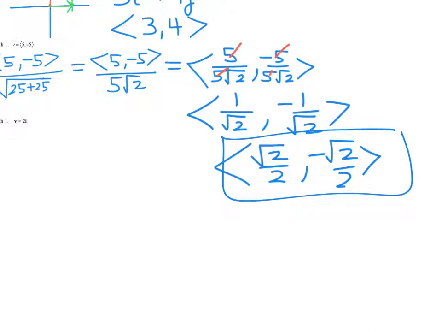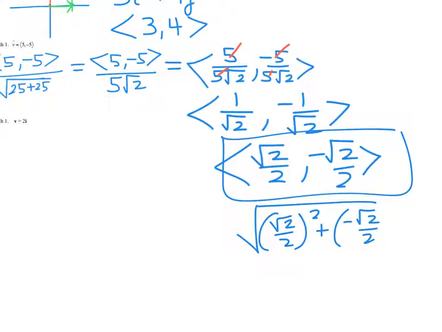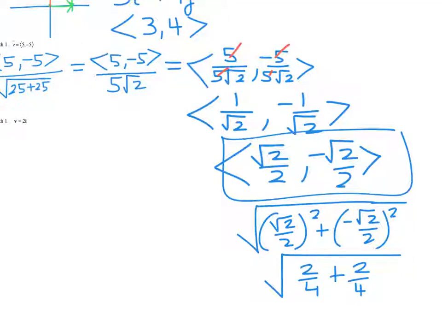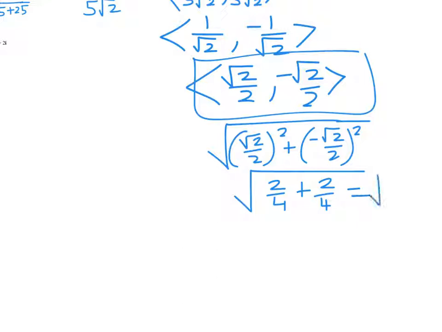Now, they ask you to verify that it has length 1. That just means they want you to take the square root of rad 2 over 2 squared plus negative rad 2 over 2 squared and tell me that that's equal to 1. But we know that, right? Because isn't sine squared plus cosine squared going to give us 1? Anyways, so then we get rad 2 squared is just 2 over 4, and this becomes 2 over 4 also, which becomes 4 over 4, which is rad 1, which is 1. So it does have length 1.